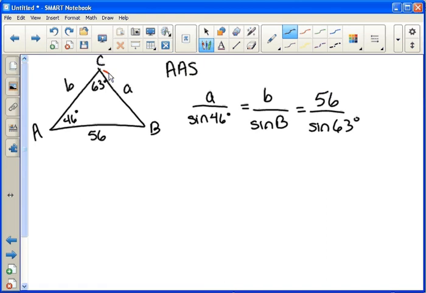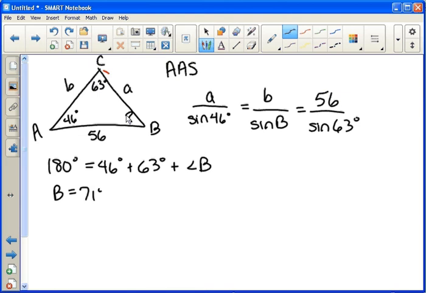So our goal here is to figure out all the sides and all the angles. What I would recommend first in this scenario is to solve for this third angle, because we know that all triangles have a total of 180 degrees. So we do 180 equals 46 degrees plus 63 degrees plus angle B. If we add those together and subtract from 180, we're going to find that B is equal to 71 degrees. So we haven't even had to use the law of sines yet. We get 71 degrees.